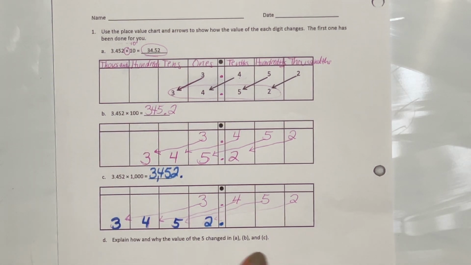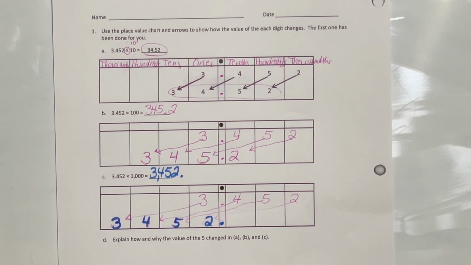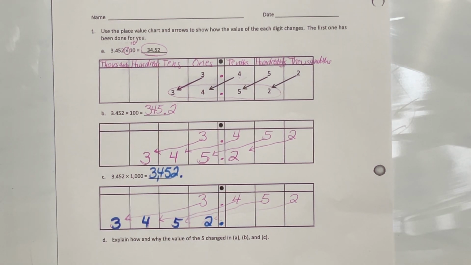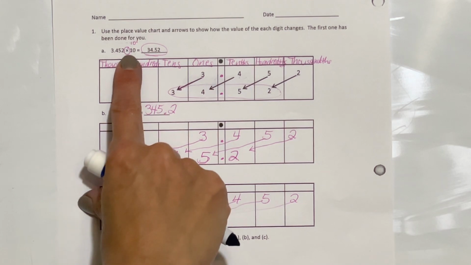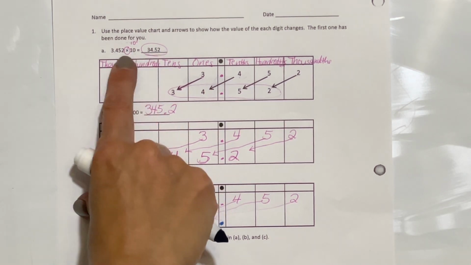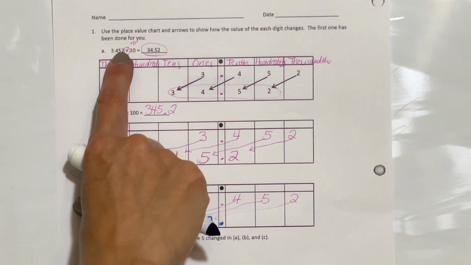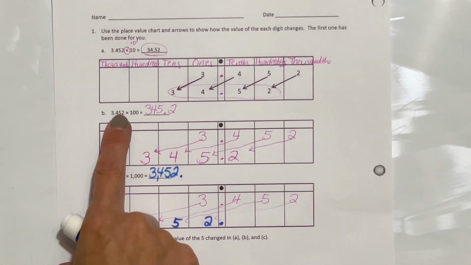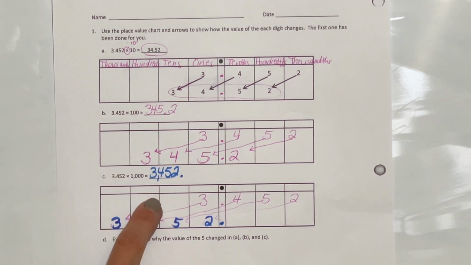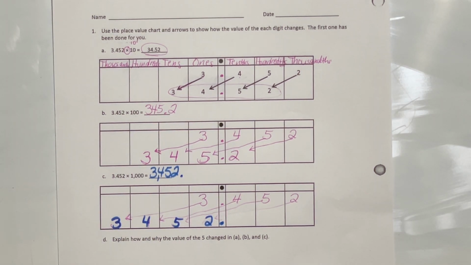So the next question wants you to take a look at the pattern that you see. And it says, explain how and why the value of the 5 changed. So why did the 5 change? Well, let's take a look. Here we multiplied the number times 10. And it shifted from the hundredths to the tenths. Here it shifted from the hundredths to the ones. Here it shifted all the way to the tens. So each time it moved 1 place.